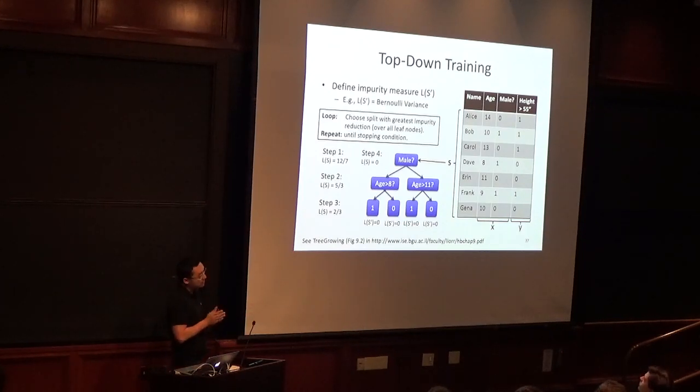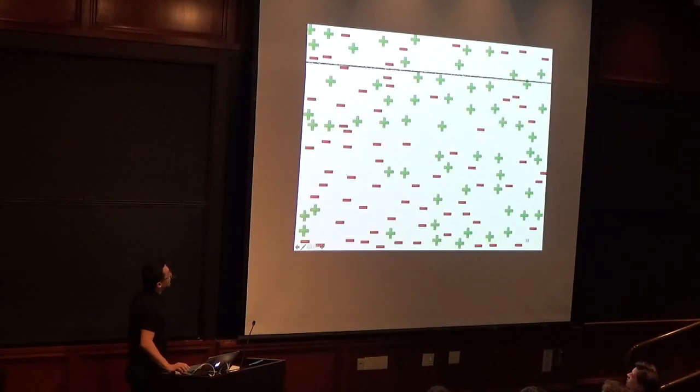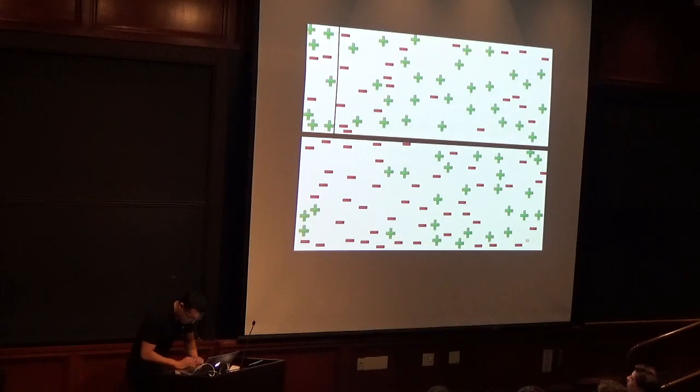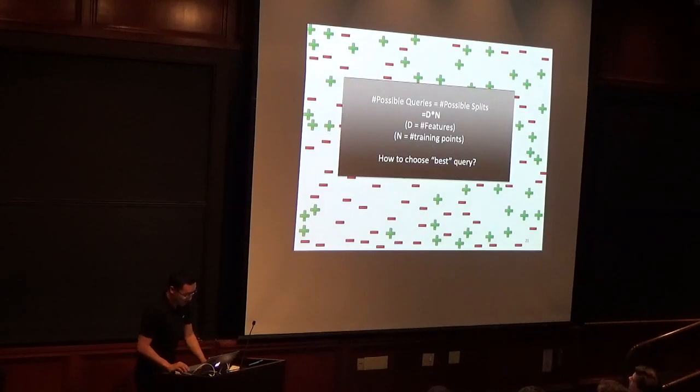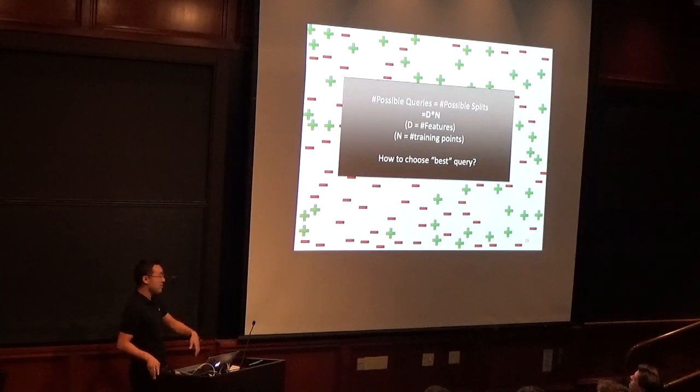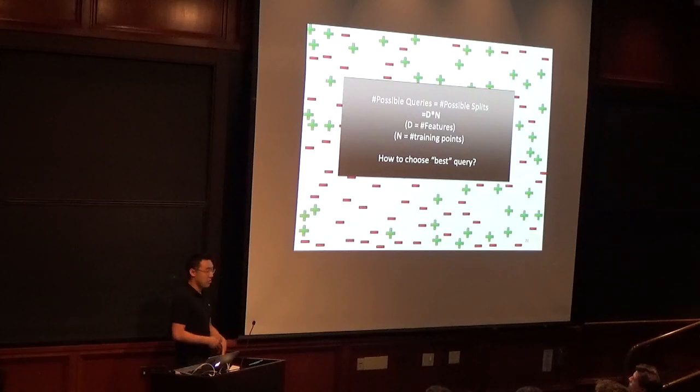Yes, question. I'm a bit confused about this looping over all possible splits. If I have a real value feature, how do I loop over all possible splits? Well, because you have a finite training set, there's only a finite number of splits that matter. The ones that bisect 2 data points. And the number of splits that matter is order D times N. If I have a continuous feature space and only 5 data points, there are only 4 splits that matter. There's an off by 1 here that I'm ignoring.